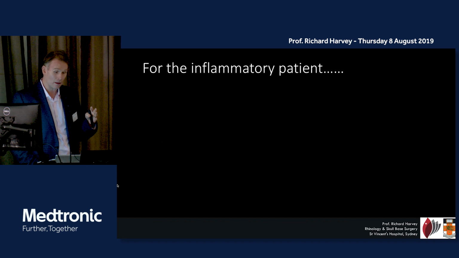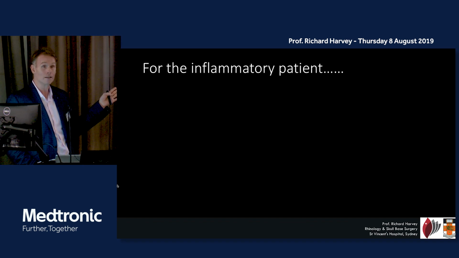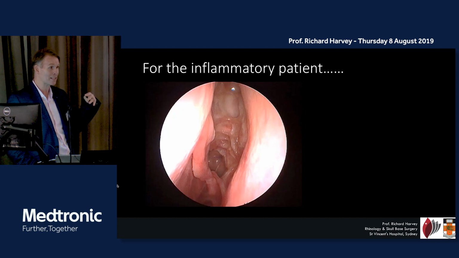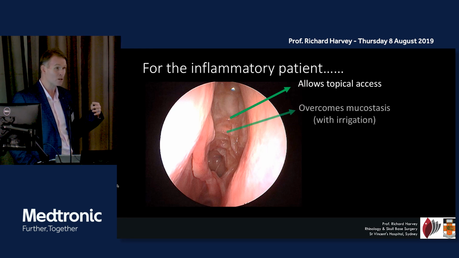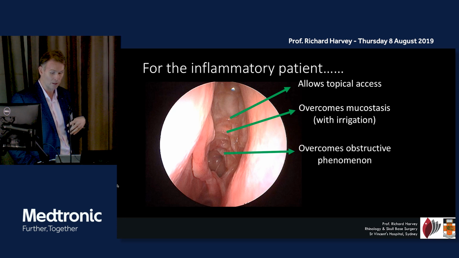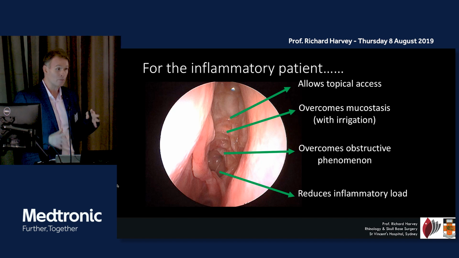So just to summarize here, for an inflammatory sinus patient, we still create a simple, what we refer to as a neo-sinus cavity. And we do it for several reasons. It allows for topical access. It overcomes mucus stasis. A lot of these conditions are hypersecretory, and it allows us to wash out the mucus. It overcomes secondary obstructive phenomena, pressure, barotrauma, and does probably reduce the inflammatory load. You're making the whole surface area slightly smaller.